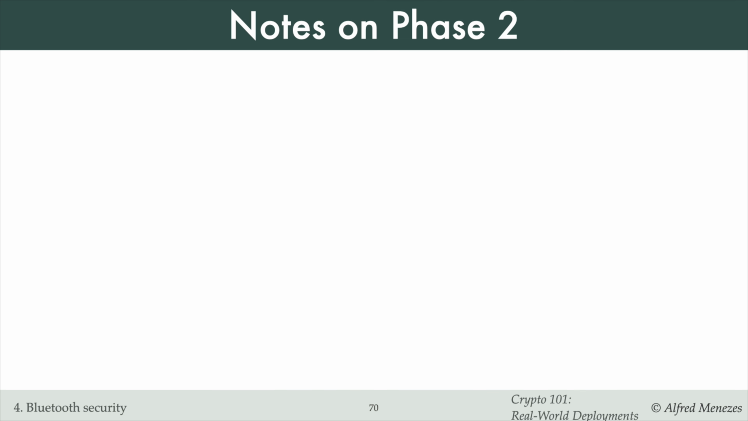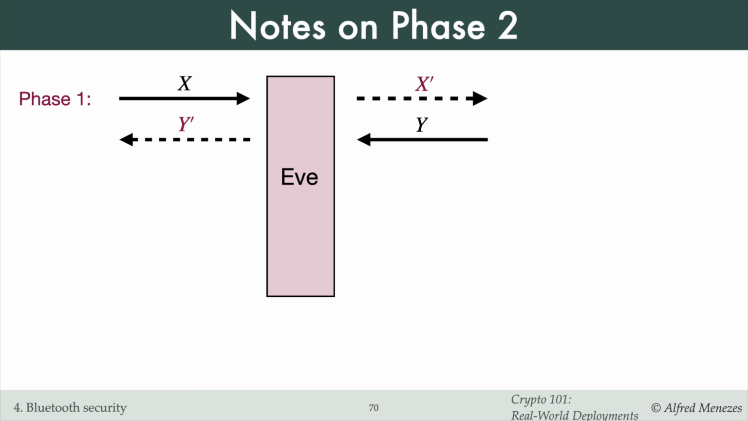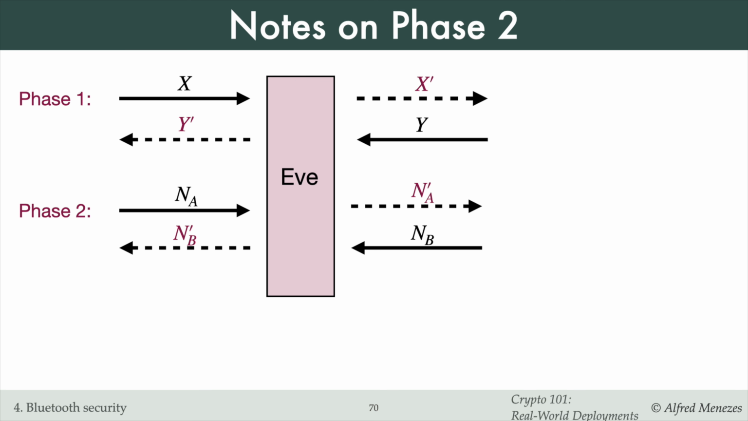Let's check that phase 2 effectively protects against malicious intruder in the middle attacks. An adversary Eve can still intercept and replace Alice's point X with the point X primed, which she then forwards to Bob. Similarly, she can replace Bob's point Y with the point Y primed, which she forwards to Alice. But now Eve needs to find a nonce NB primed to replace Bob's nonce, and a nonce NA primed to replace Alice's nonce. These nonces must be chosen so that the resulting verification values are equal to each other.